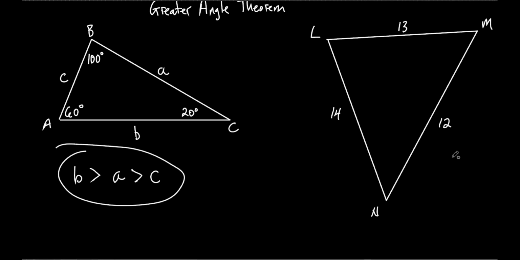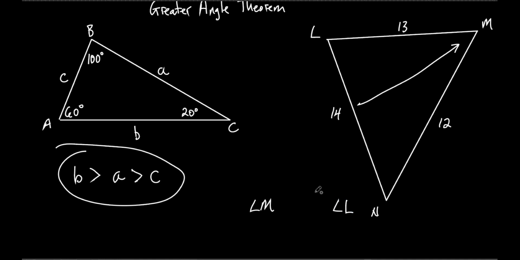So which one do you think is the largest angle in this situation right here? It's M. Why? Because it's opposite what? The biggest side. See how that's the biggest side? Then angle M is the biggest angle. What do you think the smallest angle is? It's L or N. You know it's not M because we already did that. It's L. How do you know it's L? Because it's opposite the smallest side.